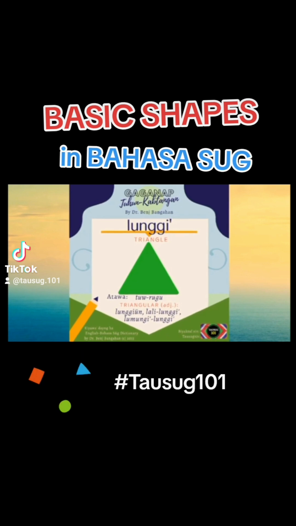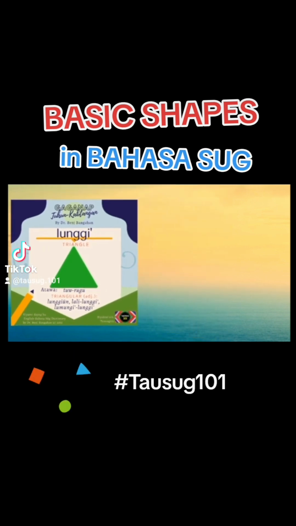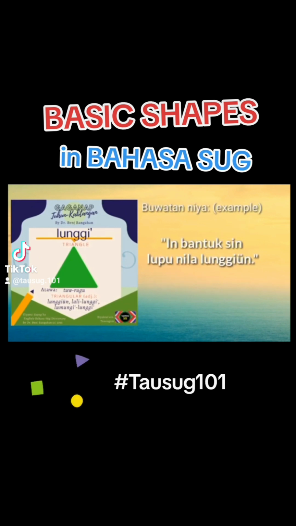When using it as an adjective, we say lunggiun, or lalilunggi, or lumungi. In English, triangular. An example: inbantok sinlupo nila lunggiun. The form or shape of the field is triangular. Lungi.